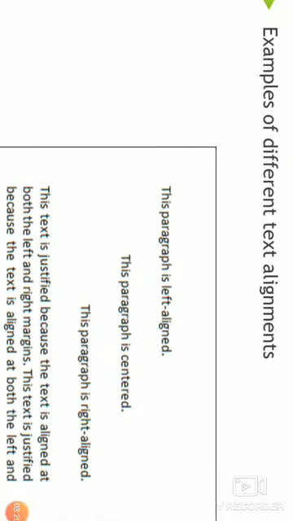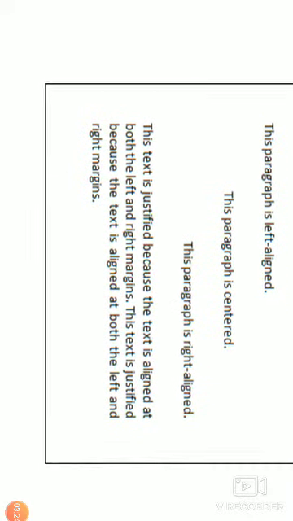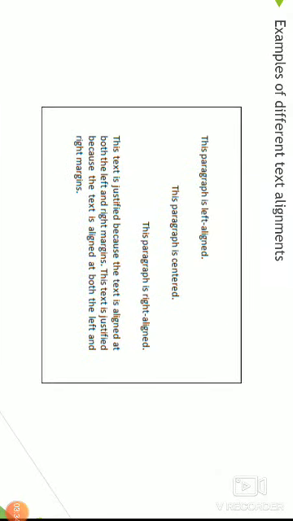So here are the different examples. The first one is the left alignment. Second one is the center alignment. Third line is right alignment. And the last paragraph is justify alignment. See the corners in the paragraph. See the margins. They are straight.